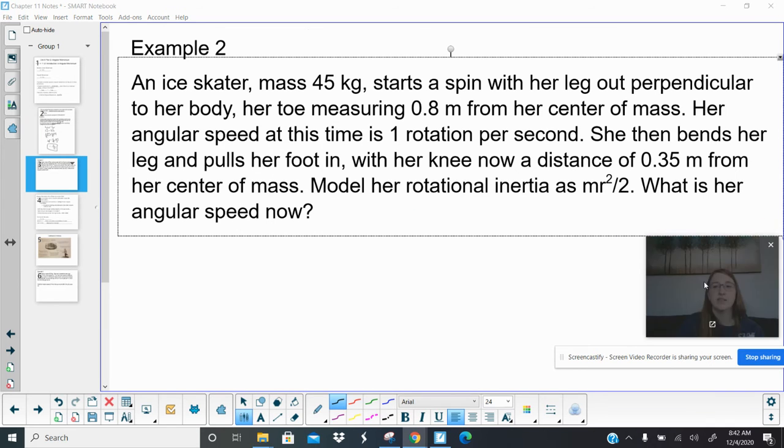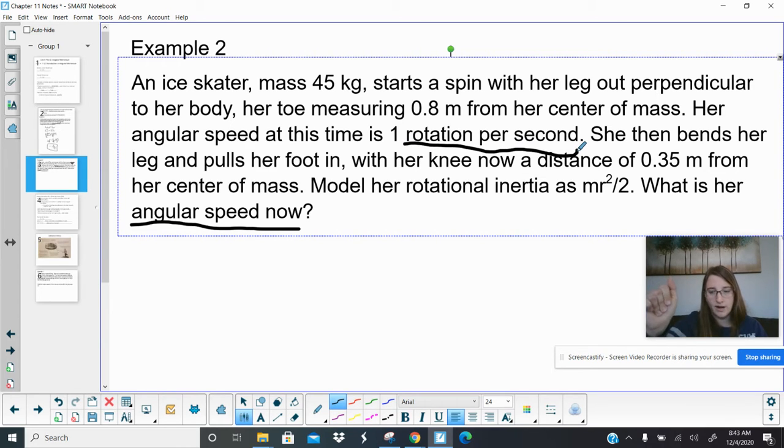This one now is talking about the final angular speed. So you have an ice skater still, mass 45 kilograms, who starts to spin with her leg out perpendicular to her body. In the video, we have the leg out. Her toe measures 0.8 meters from her center of mass, so her leg is basically 0.8 meters. Her angular speed at this time is 1 rotation per second. Careful with this. That's rotations per second. Always be like, wait, we need radians.